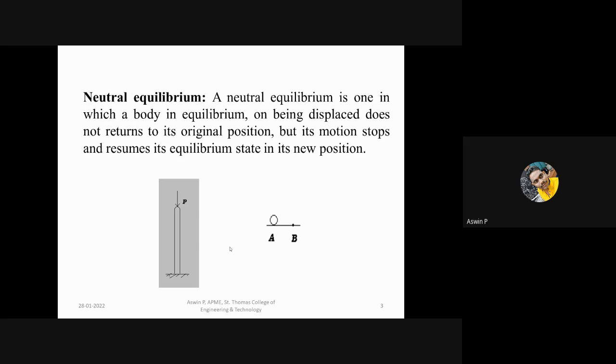But its motion stops and it resumes its equilibrium state at its new position.